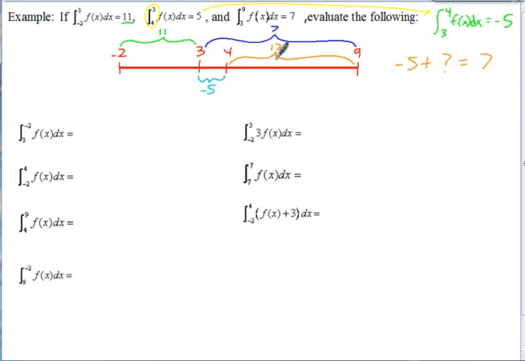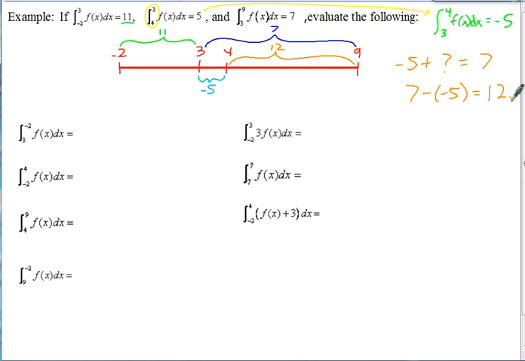Or it might be easier for you to think about, well, if you take the bigger interval, 7, and subtract the smaller interval, negative 5, that should give you what's left. And you can see if you go 7 minus negative 5, that's like 7 plus 5, gives you 12 that way. So either way works, just up to you on which way is easier for you to think about.